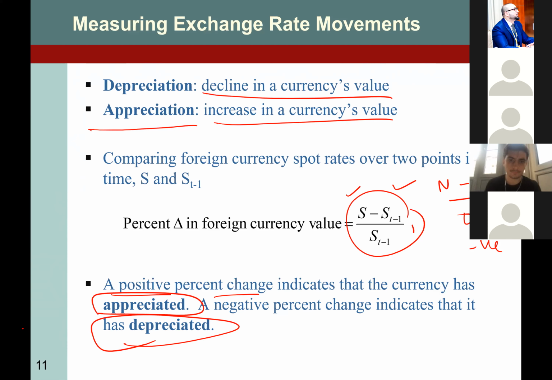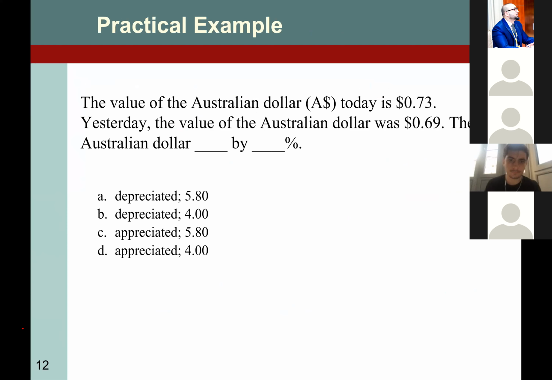So I'm just going to give you a quick overview of a practical example here. The value of the Australian dollar today is 0.73. Yesterday, the value of the Australian dollar was 0.69. So did the Australian dollar appreciate or depreciate, and by which amount? Previous day it was 0.69 and now it is 0.73, so you can guess that it has appreciated. So the answer is going to be from C and D.